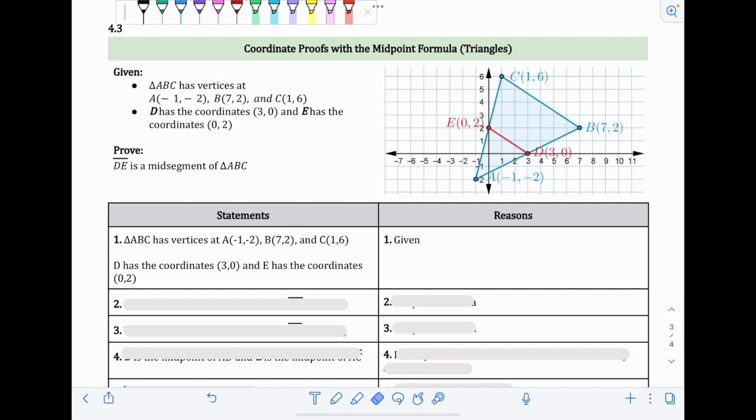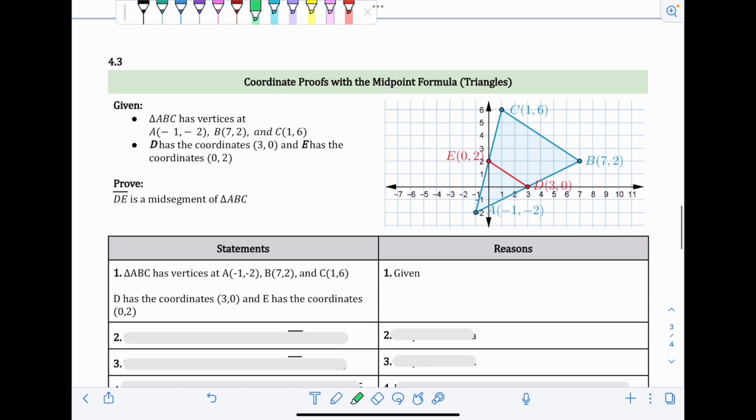And then, like I said, in order to prove that DE is a midsegment, we just need to prove that its endpoints are the midpoints of each side of the triangle, one side being AC and the other side being AB. So we're going to use the midpoint formula twice, one for each set of points. I'm going to find AB first.